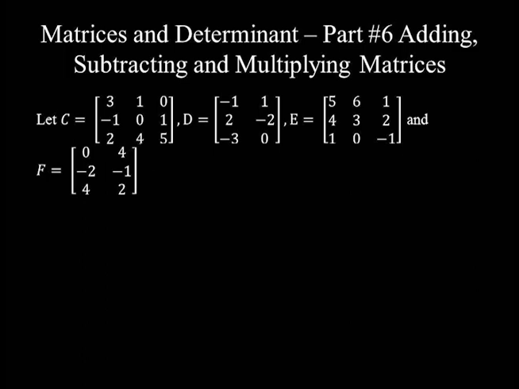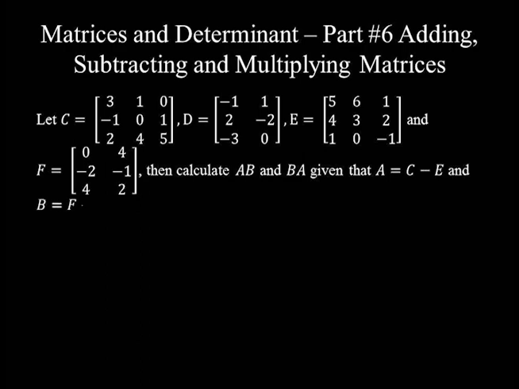Then the question is: calculate BA and AB given that matrix A equals matrix C minus matrix E and matrix B equals matrix F plus twice matrix D. The two matrices we are asked to multiply are given as the sum and difference of other matrices. Thus, before going to multiply them, we have to solve the individual matrices.